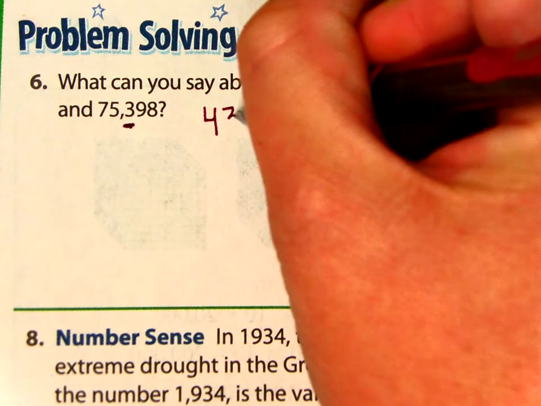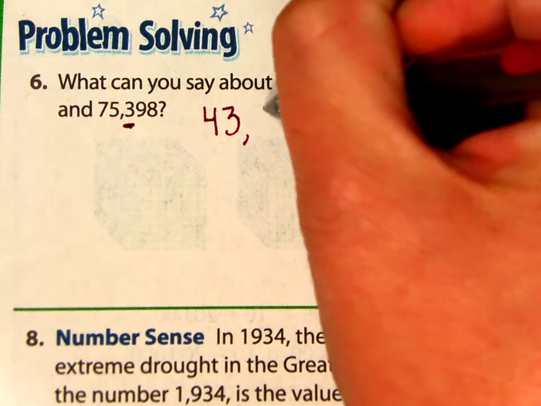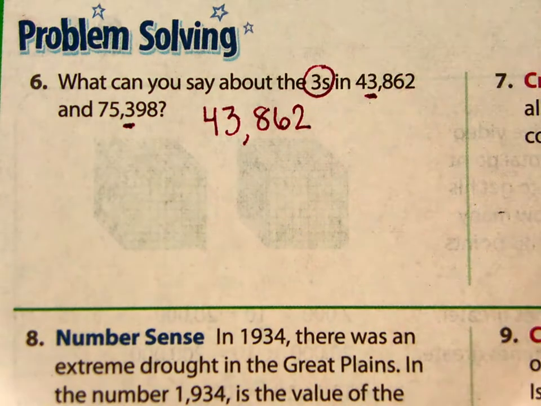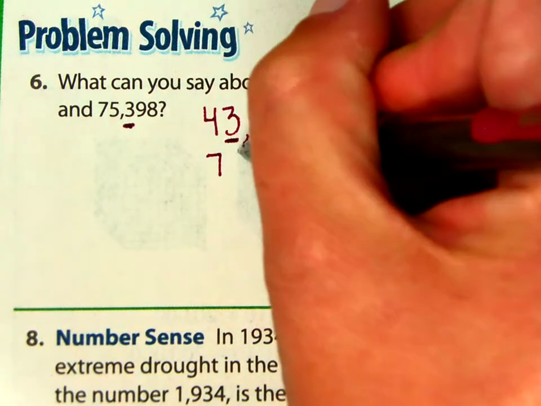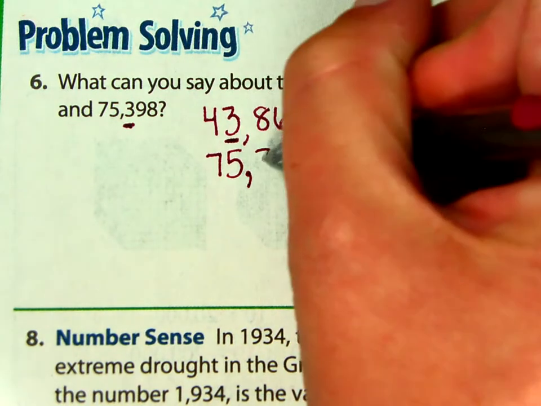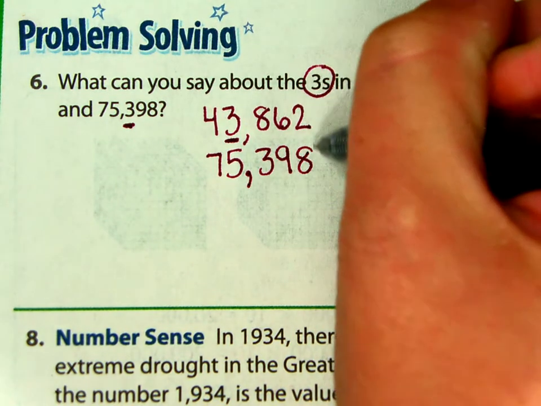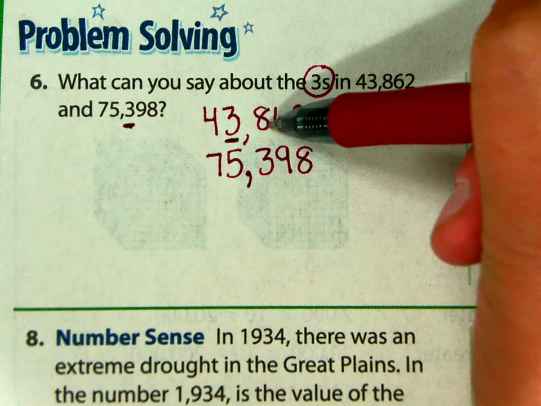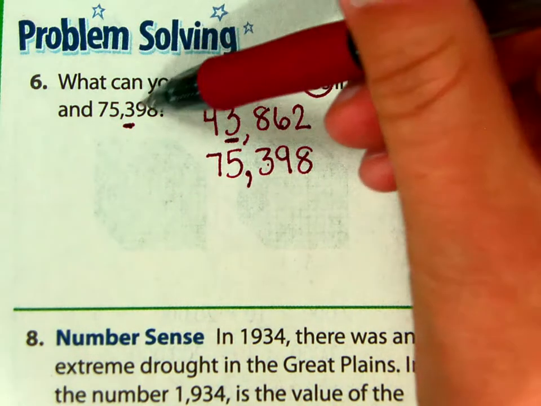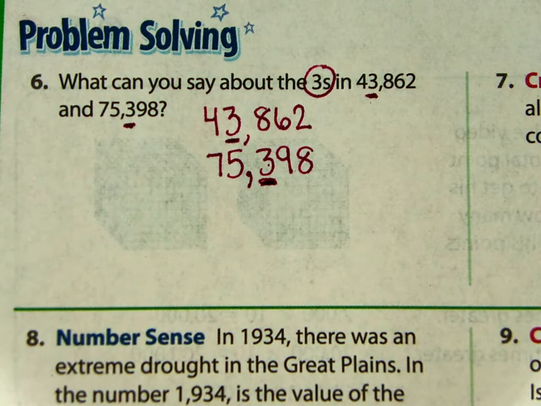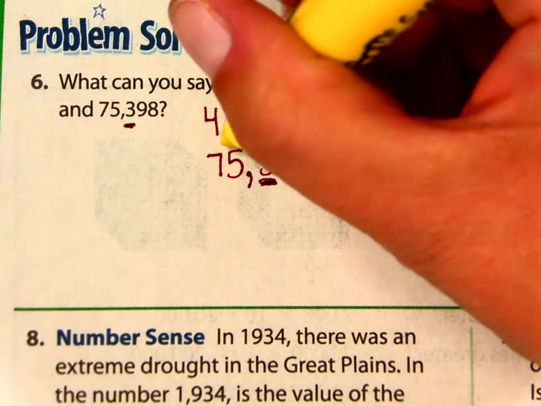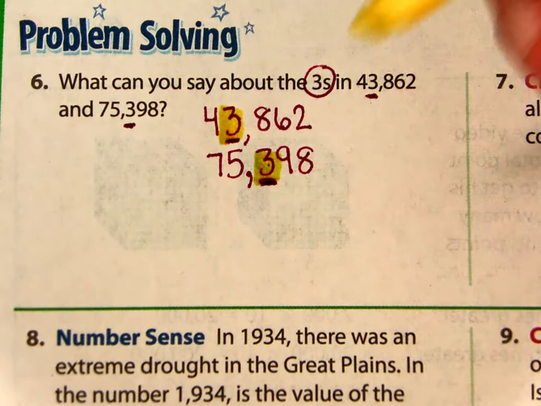So I can first write the number 43,862 here. And again, I'm focused on the 3, and that 3 is in the thousands place. And right below it, I'm going to write the second number, making sure my place values line up. So the ones place is on top of the ones, the tens, the hundreds, etc. This one I'm underlining the 3, which is in the hundreds place. So now I'm able to do kind of what we did throughout this entire lesson, where I'm comparing the place value. So I'm looking at the 3 here in the thousands, the 3 here in the hundreds.